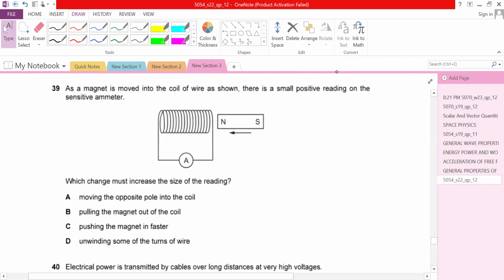39. As a magnet is moved into the coil of wire as shown, there is a small positive reading on the sensitive ammeter. Which change must increase the size of the reading? Option A, moving the opposite pole into the coil? No. Pulling the magnet out of the coil? No. Pushing the magnet in faster? Yes.